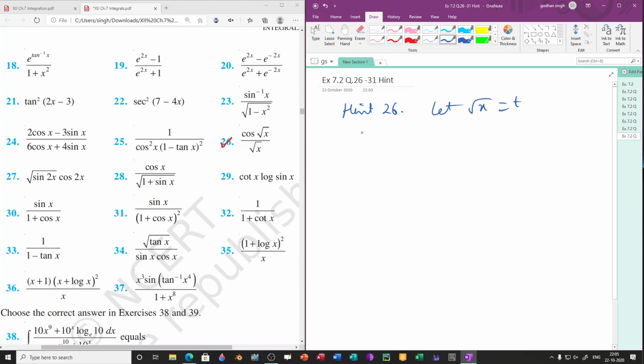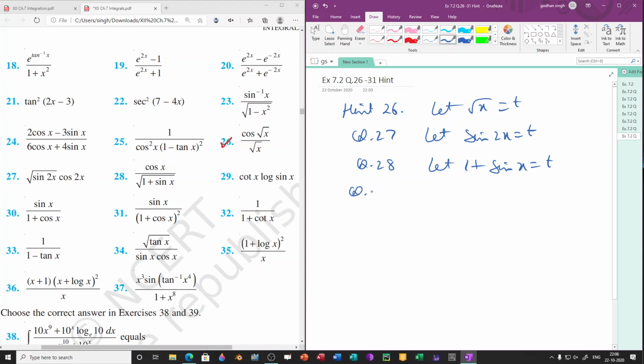And question number 27, the hint is, we can take sine 2x as t. If you take sine 2x as t, the function will be easily integrable. So question number 27, let sine 2x equal t. Then question number 28, the hint is, put 1 plus sine x as t. Let 1 plus sine x equal t, because the differentiation of sine x is cos x, so when we take this as t, we get cos x dx as dt. So it will become dt over root t. So it's very simple to integrate.